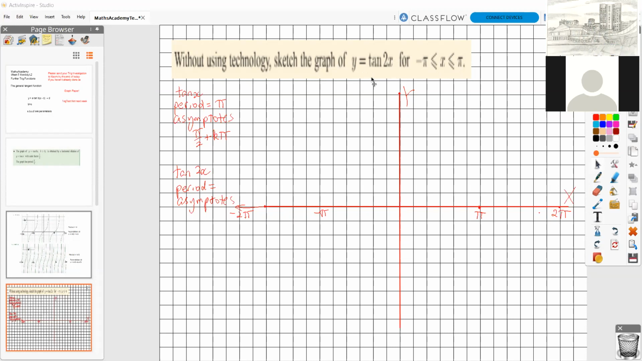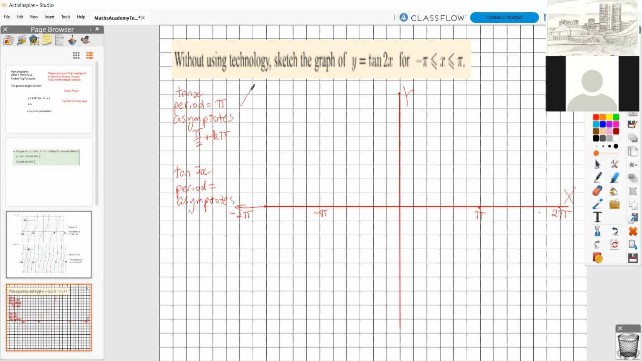But we only want it from negative pi to pi, actually, so I don't need it that far. But I've chosen the usual scale. 1 square is pi on 6. And then we know that the period of tan is pi.